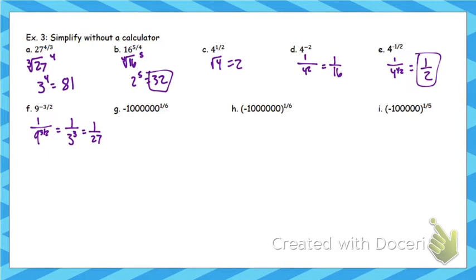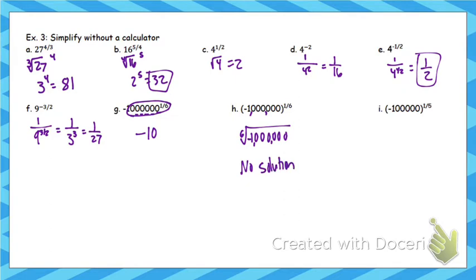All right, we're taking the 6th root of this, and we have 1, 2, 3, 4, 5, 6 zeros, which means it's 10. Now we're taking the 6th root of this first, and then we're making it negative. Whereas on H, we're trying to take the 6th root of, is this 100,000? 1 million. So we're trying to take the 6th root of negative 1 million. We cannot take an even root of a negative number. So this one's not possible.